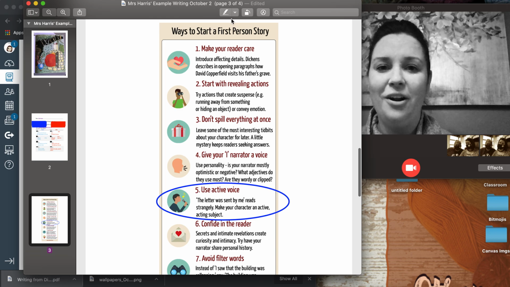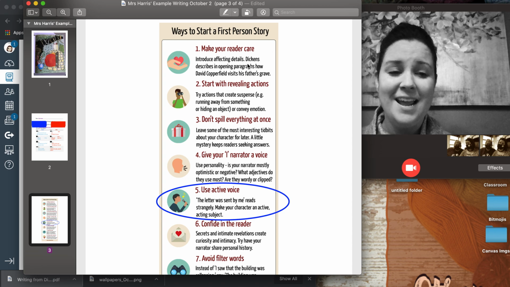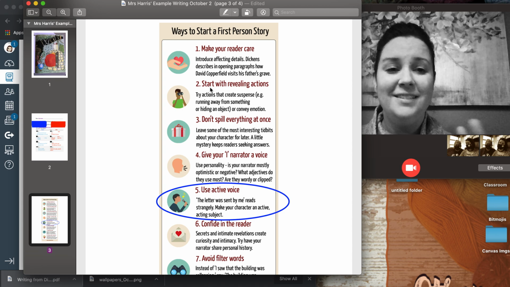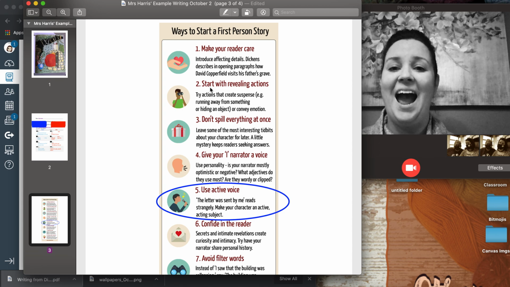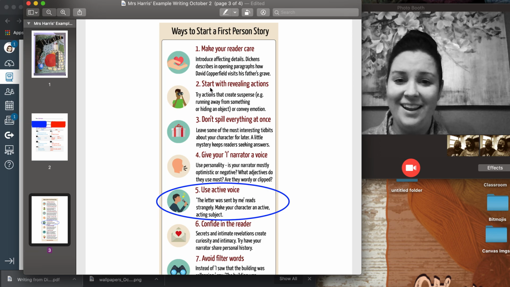So I have a really handy little chart that could help you out today. Ways to start a first-person story. First, make your reader care. So there are some different ways and things that you can do to get that started. Second, start with revealing actions. Try actions that create suspense, running away or hiding.